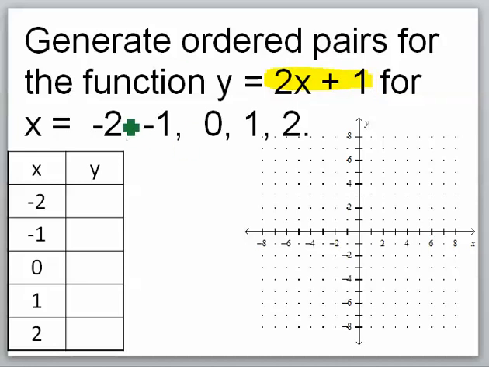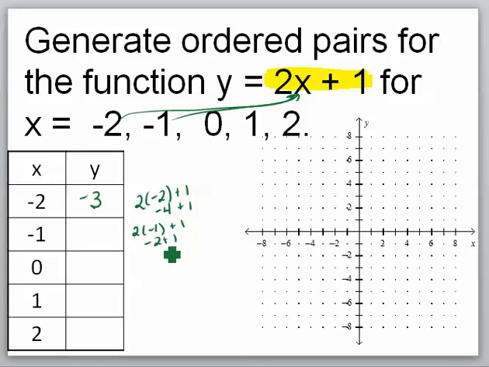So what I'm going to be doing is plugging in -2, then -1, and so on and so forth. So when I plug in -2, I have 2 times -2 plus 1. Well, 2 times -2 is -4 plus 1, which is -3. Then I'll plug in -1. 2 times -1 is -2 plus 1. -2 plus 1 is -1.